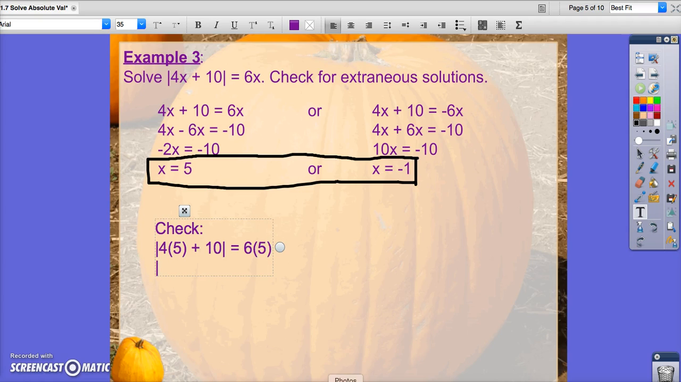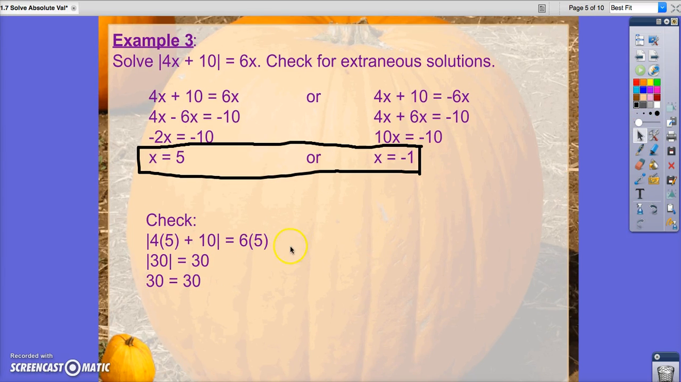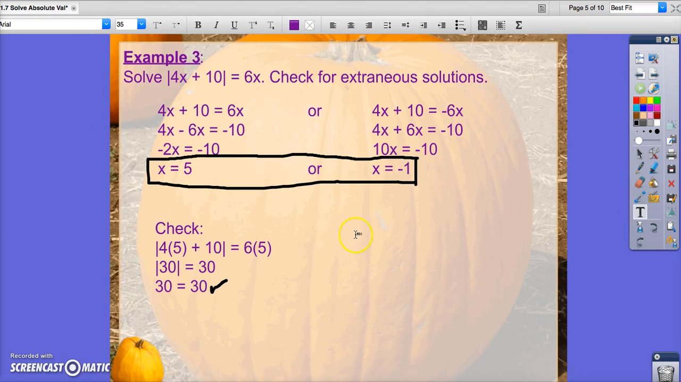Let's see what we get here. We get the absolute value of 30, and when we simplify by order of operations, it equals 30. And on the left-hand side, we know the absolute value of 30 is 30. Okay, so this one works out. We're okay with that one. So 5 is a correct answer. And usually what I like to do is, when I solve it and it works, I put a little check mark there.